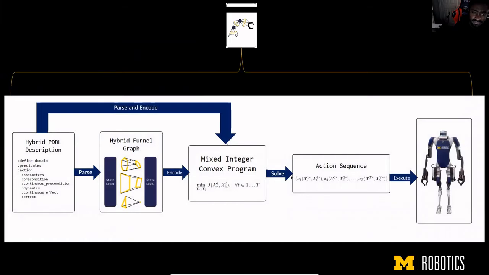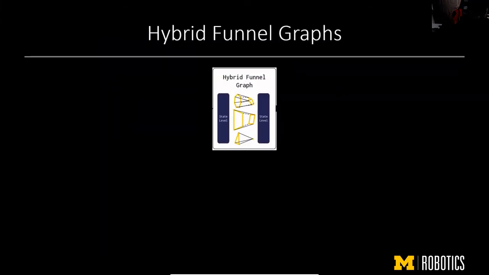The next component of GTP MIP is the hybrid funnel graph. The hybrid funnel graph is a concise representation of the plan space. And before we delve deep into the hybrid funnel graph, let's take a detour to figure out what exactly funnels are.